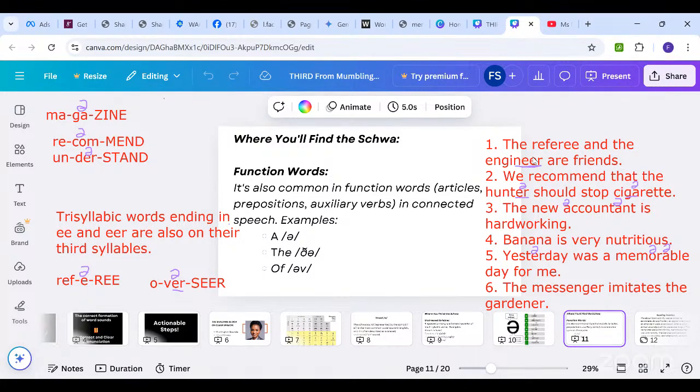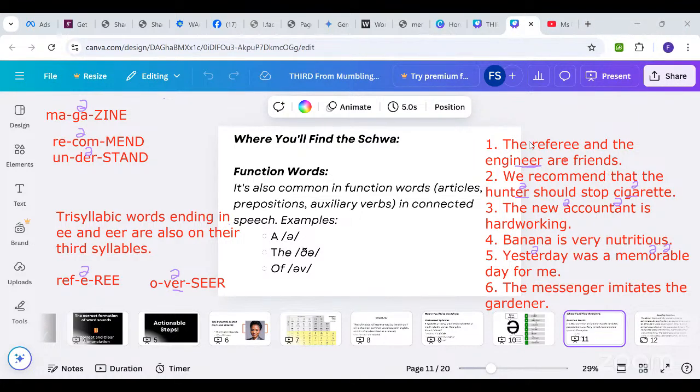In the first sentence, referee is a content word. There are two types of words in a sentence. We have the content words and the function words. The content words are the words that carry the meaning. According to the name, content words are the ones that carry the meaning you're trying to pass in your sentence. In the sentence, the referee and the engineer are friends, referee is a content word. It carries meaning. Engineer is a content word. It carries meaning. Friend is another content word.